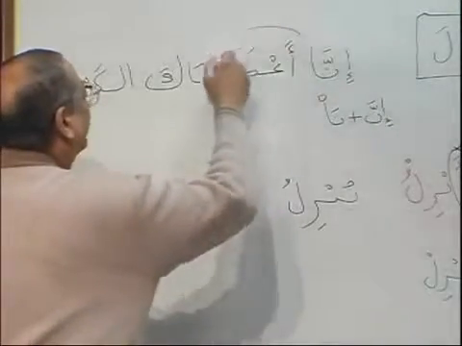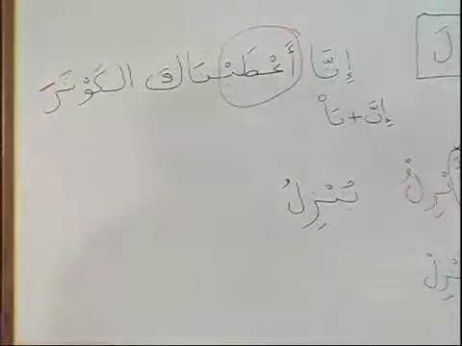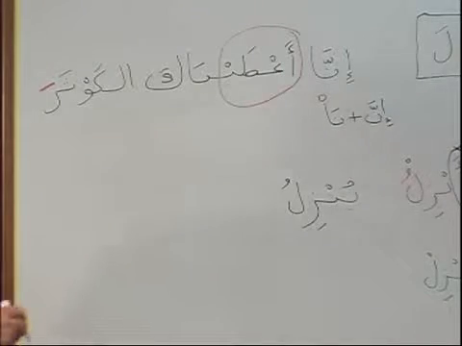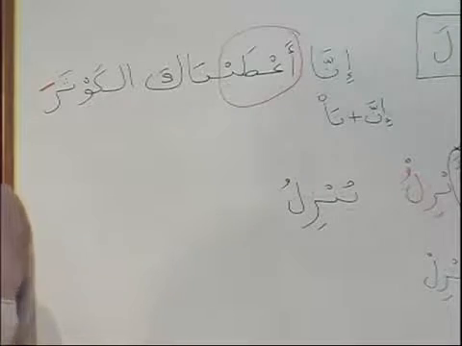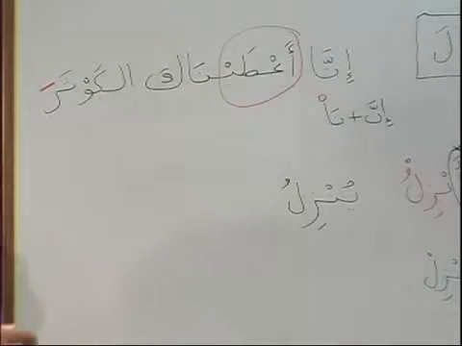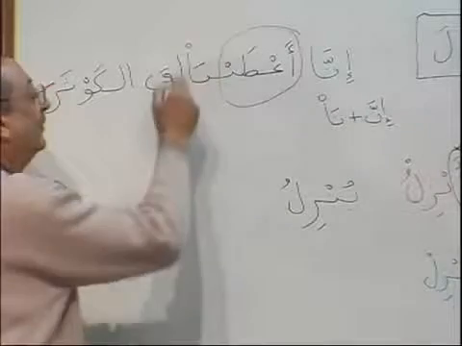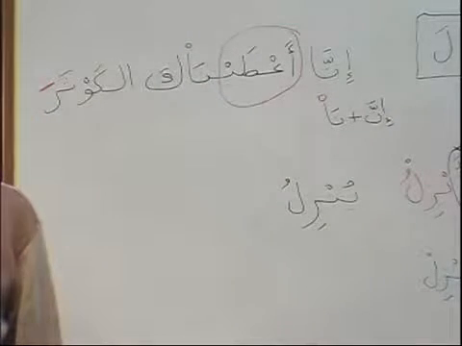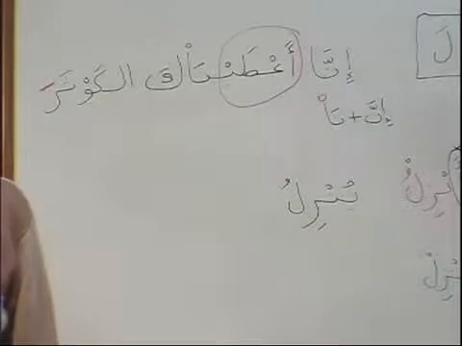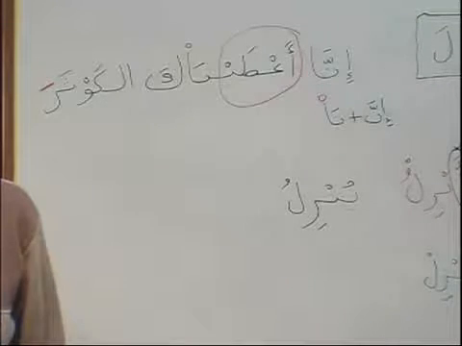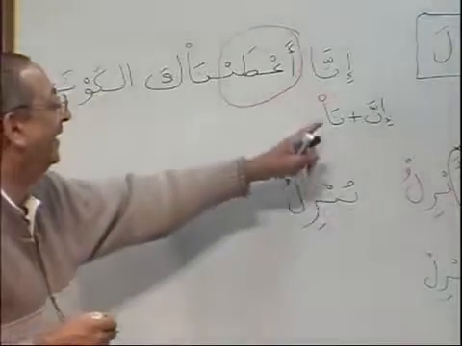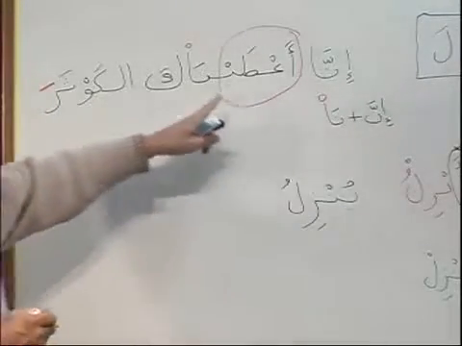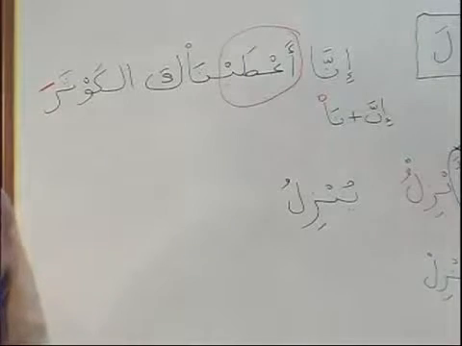Atai. What is this? This is your fi'l madi, mabniun ala sukun. And what is this? Na. Are you with me? How will you define na? Dhamirun muttasilun mabniun ala sukun fi mahalli raf'in fa'il. We got to remember, this is fi mahalli nasbin, but this will be fi mahalli raf'in because it is a fa'il.